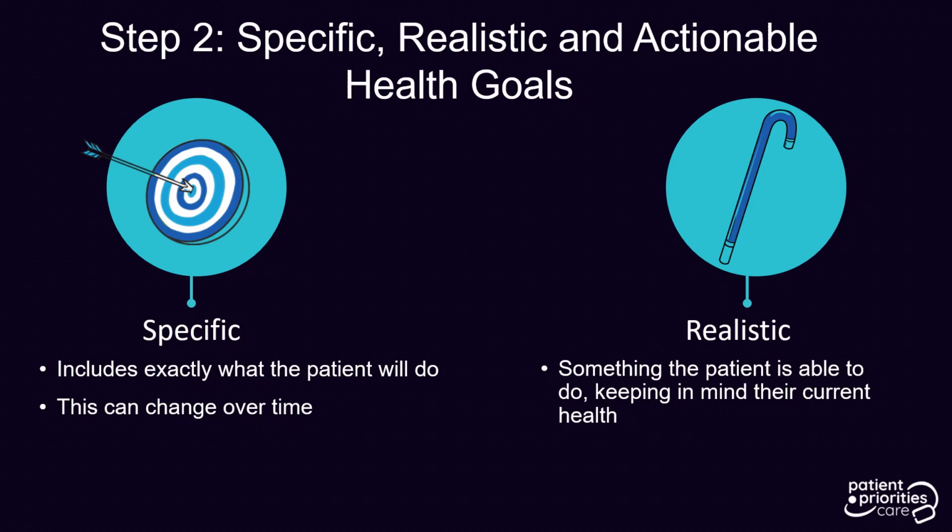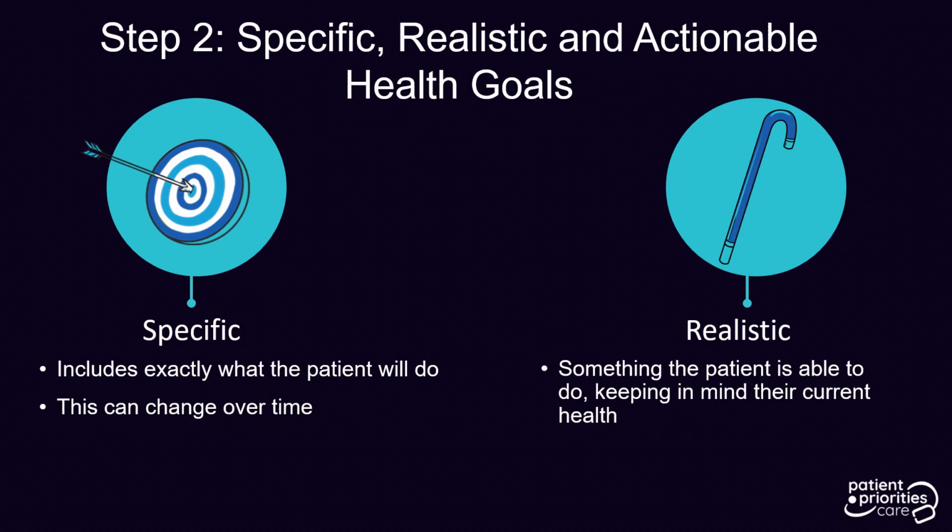When you're trying to identify a goal with a patient, try to get specific and clarify exactly what the patient wants to be doing. You may need to ask the patient, "What would you do specifically?" And this may change over time. It's also important to make sure that the goal is realistic. This means that it is something the patient is able to do given their current health conditions.